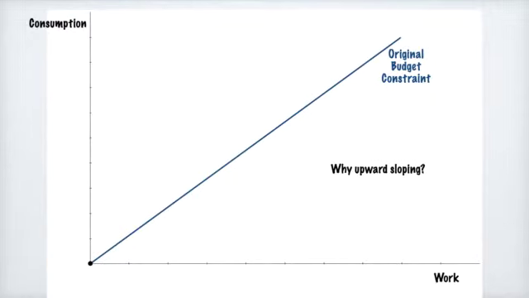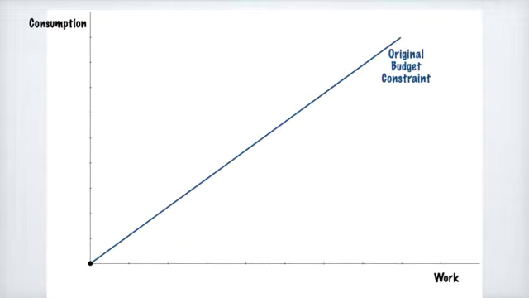So one of the things that we should take a look at is here's our original budget constraint, and why is it upward sloping compared to downward sloping when we looked at utility maximization. So I'm going to give you a little bit of time to think about why this is upward sloping right now versus downward sloping when we were looking at utility maximization. The reason is that there's a positive relationship between work and consumption.